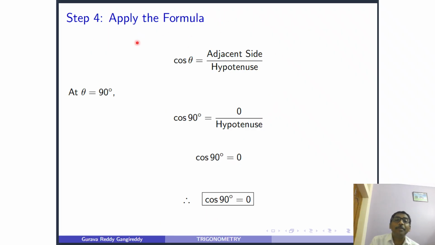Step 4, apply the formula. Cos theta equal to adjacent side by hypotenuse. At theta equal to 90 degrees, cos 90 equal to 0 by hypotenuse. Cos 90 degrees equal to 0. Therefore, cos 90 degrees equal to 0.